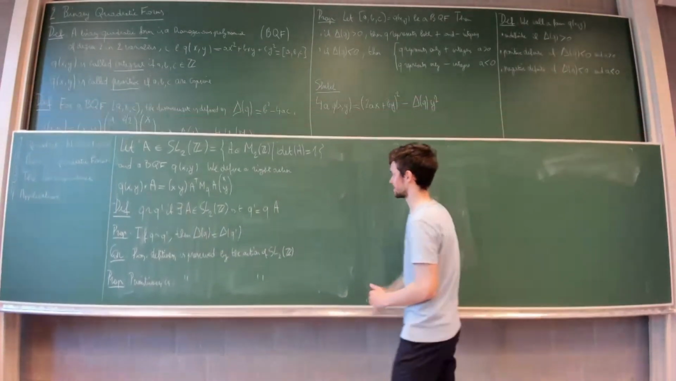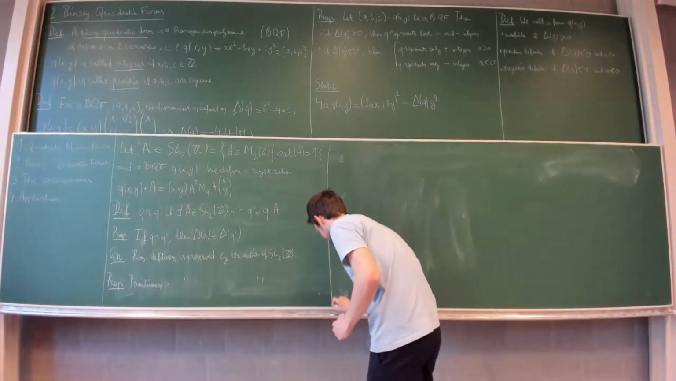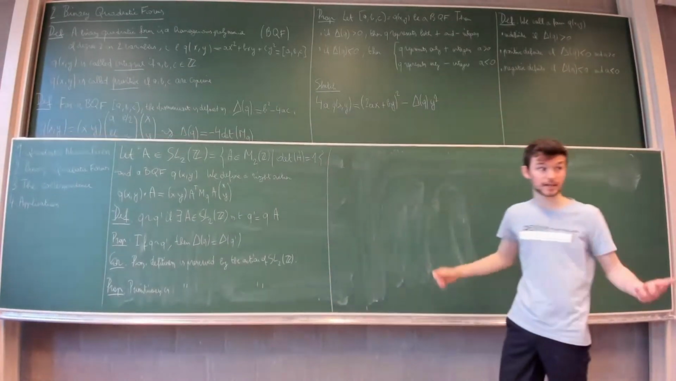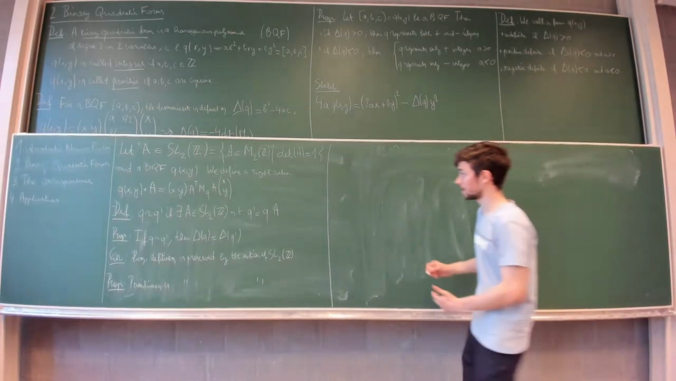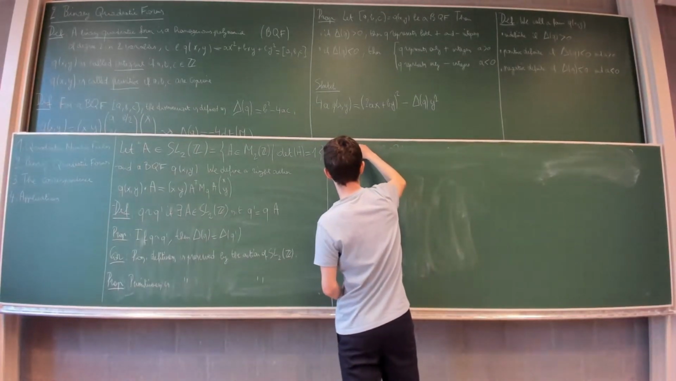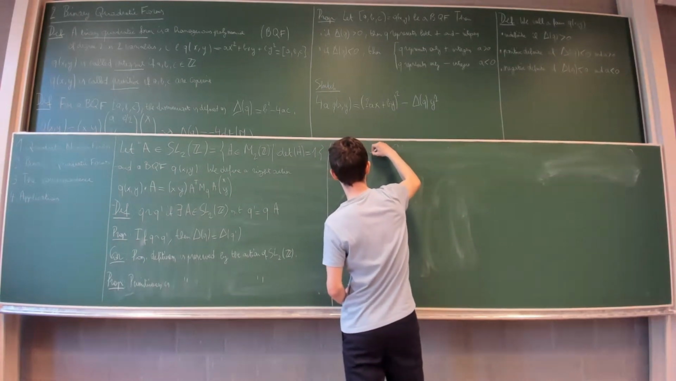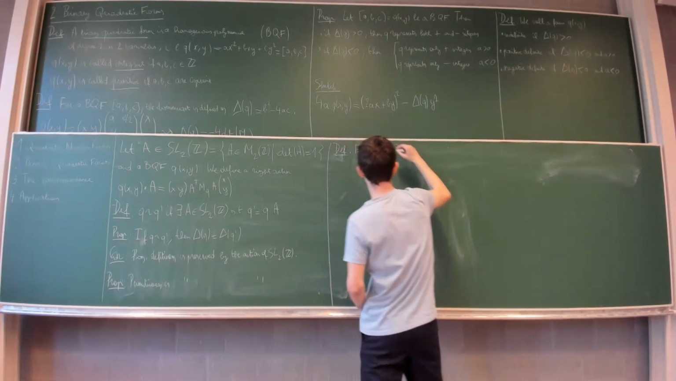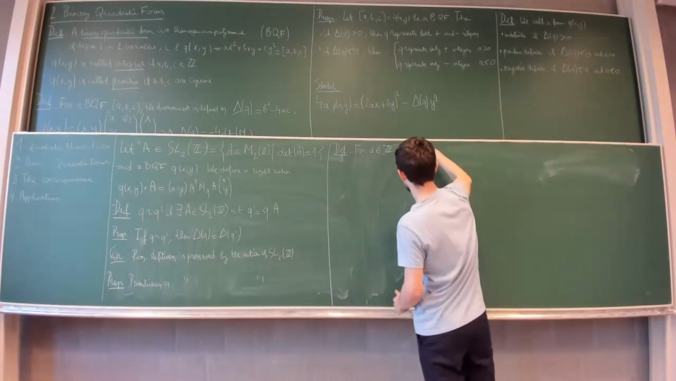Okay? So now I can get to what I want to define, which are certain equivalence classes of forms. Okay? So for integer b, we define the following sets.